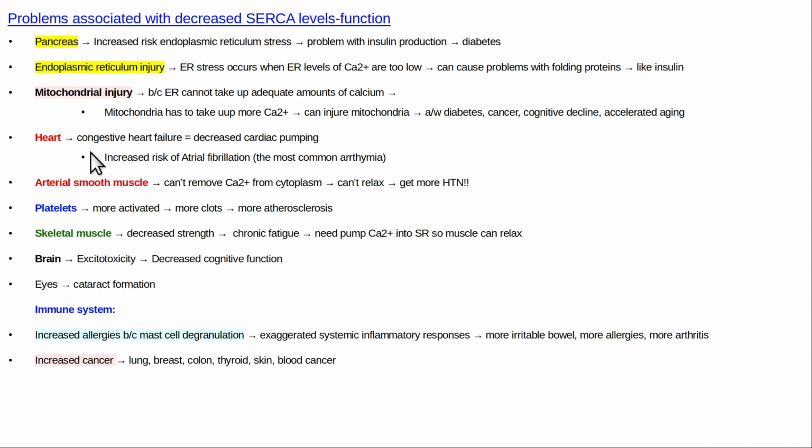When the heart has a problem with SERCA, it's predisposed to congestive heart failure, and that can happen even if it's not necessarily all ischemia. This is a mechanism in addition to ischemia, lack of blood flow. It increases the risk of atrial fibrillation. So somebody with AFib, they would be wise to avoid all these things.